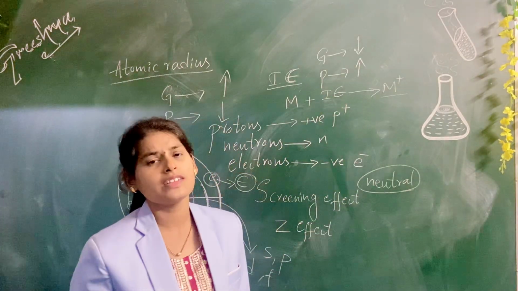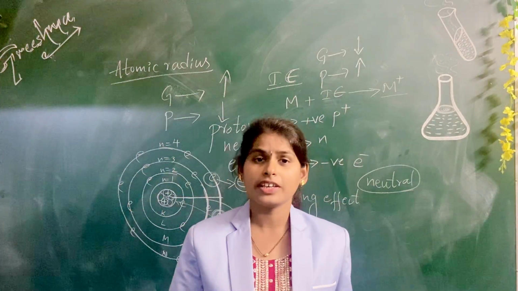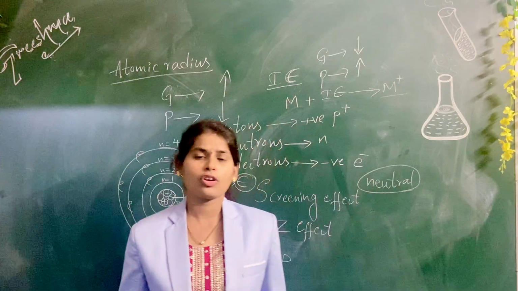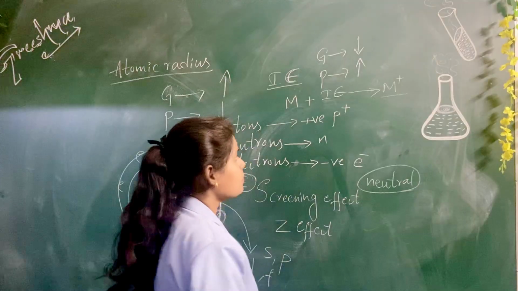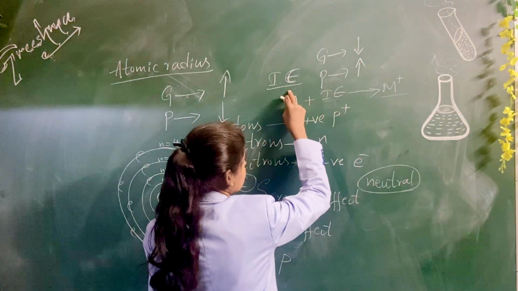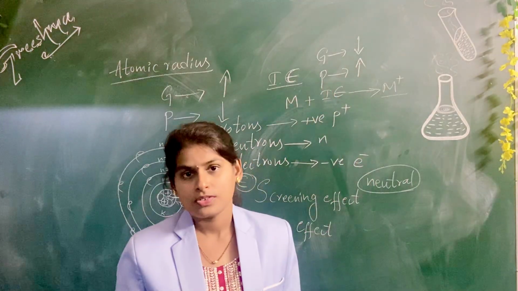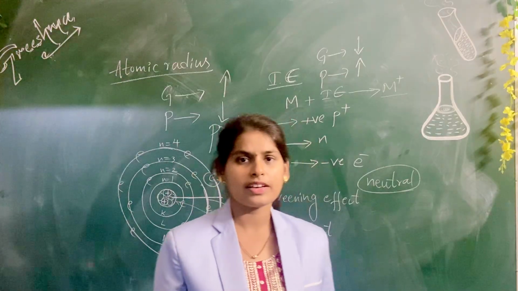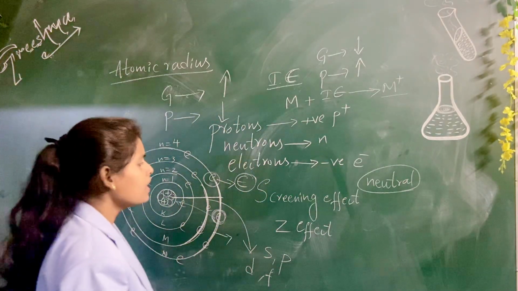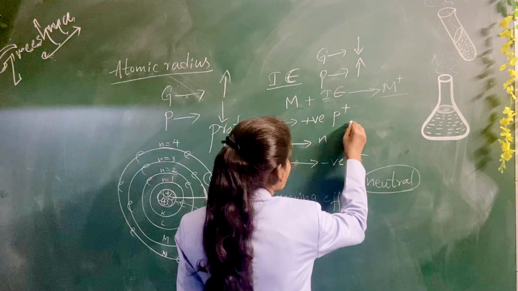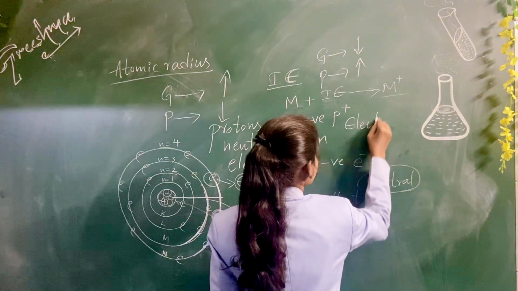And why does ionization enthalpy increase in the periods? Because in periods, atomic radius is going to decrease. So due to the decrease in atomic radius and increase in nuclear charge, in periods ionization enthalpy is going to increase. This is one more trend that we see in the periodic table. Along with ionization enthalpy, let us see one more concept, that is electronegativity.